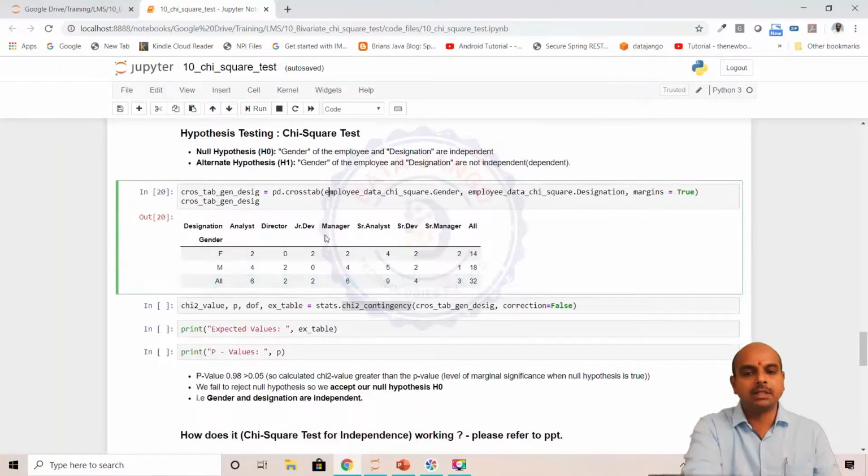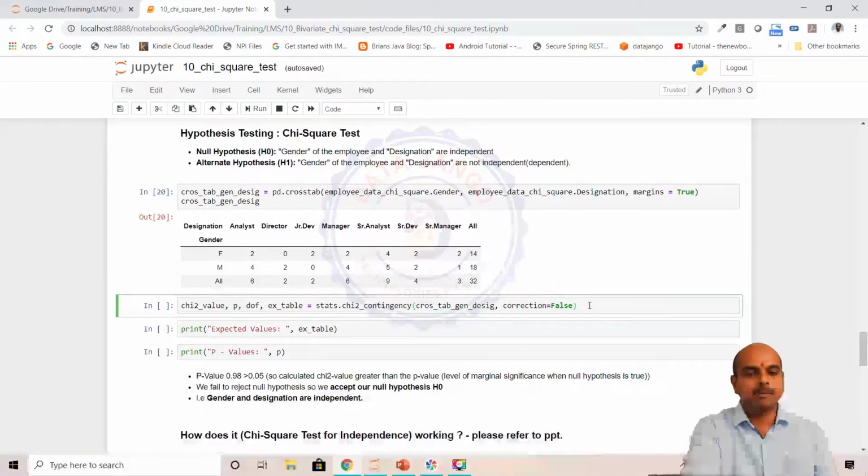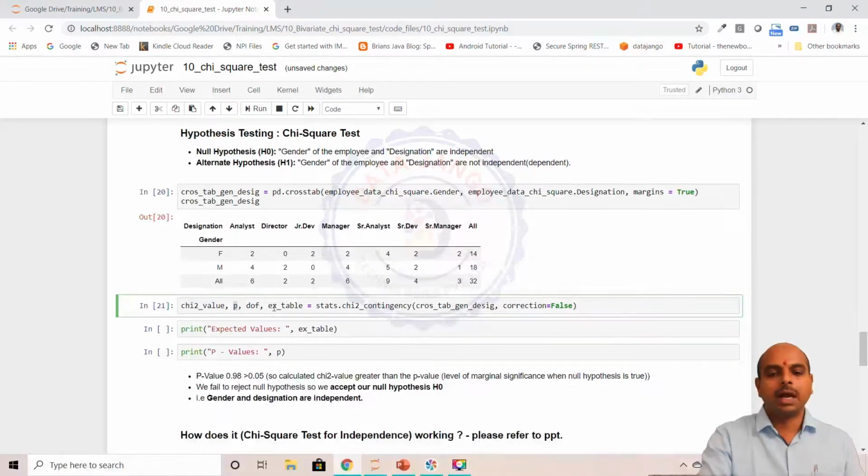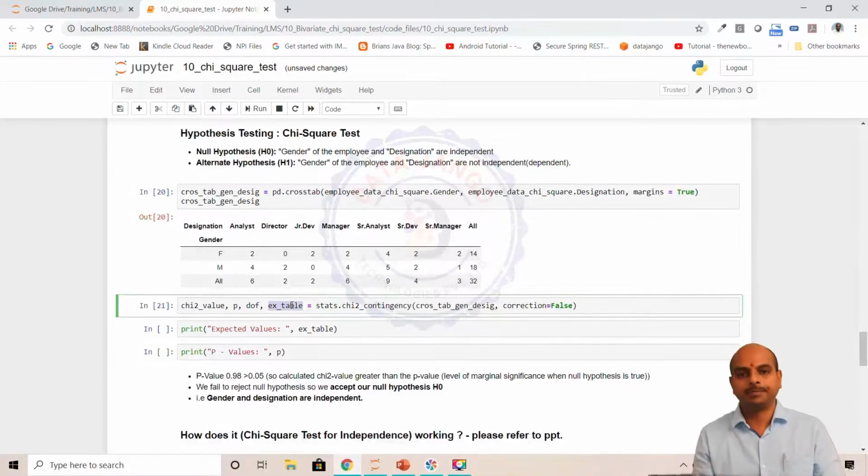We need to pass this contingency table as input to the chi2 contingency method, which actually calculates the p-value and all the other stuff. Okay, so let me execute this and show you. When I executed, it calculated the chi-square value, a p-value, degrees of freedom, and the expected value table. So expected values are the contingency table of the data when null hypothesis is true, right? How to calculate that will be explained in the next session, but let us see the values here.